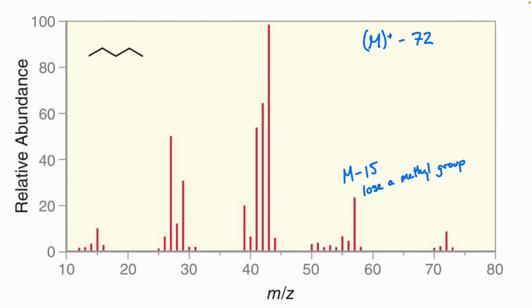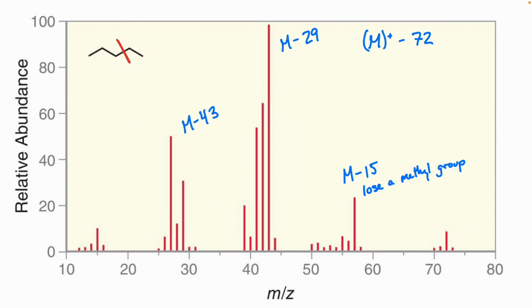What happens if I chopped my molecule right here? What would I be losing? 2 carbons and 5 hydrogens, right? So if I did the math on that one, that would be my M-29 peak. 29 plus 14. If I lost one more, that'd be my M-43 peak, etc., etc.